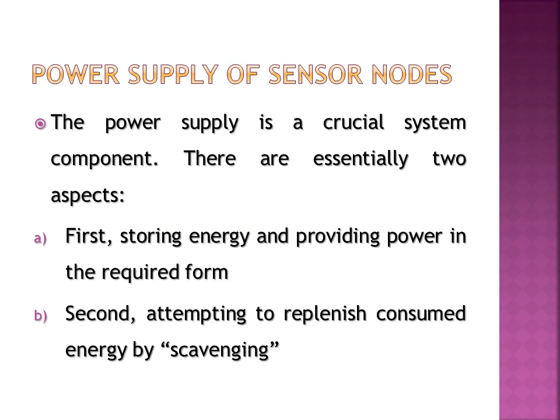Power supply of sensor nodes. The power supply is a crucial system component. There are essentially two aspects. First, storing energy and providing power in the required form. Second, attempting to replenish consumed energy by scavenging.